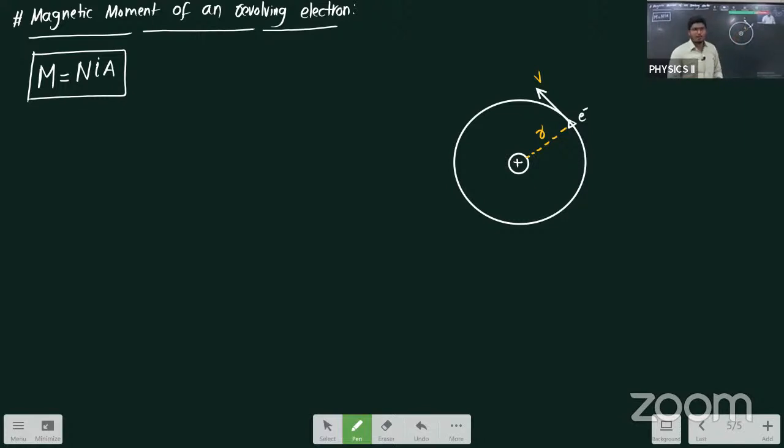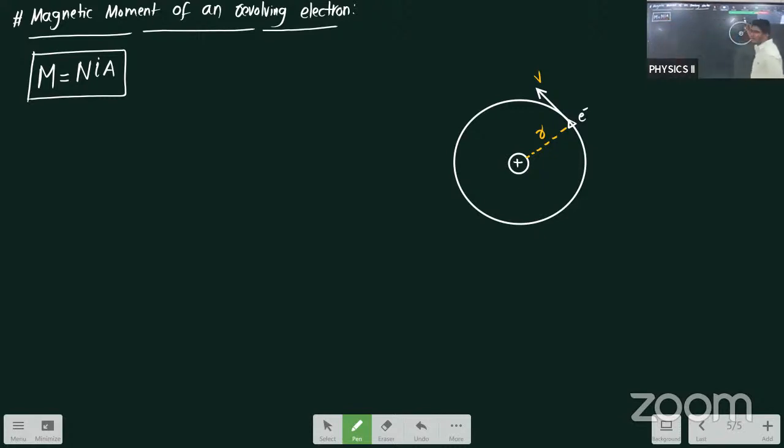So what we have done is, we have taken one electron revolving around the nucleus at a distance r with velocity v. And we are supposed to determine the magnetic moment of this revolving electron. The formula for magnetic moment is M = NIA. N represents the number of turns, I represents the current, and A represents the area of that particular loop.